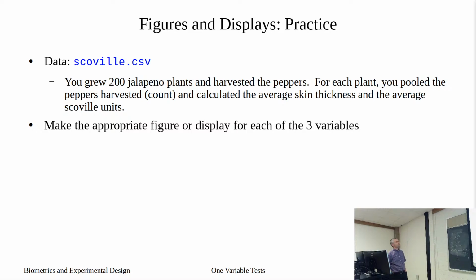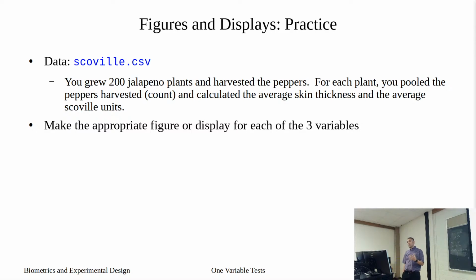Download it. As you download it, I'll just describe it. The idea is that you grew 200 jalapeno plants, harvested the peppers. All right, so for each of these plants, you collected their peppers and pooled them to get an average for each of the individual plants.